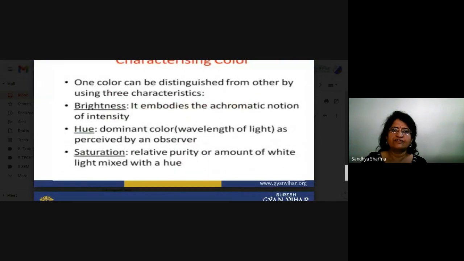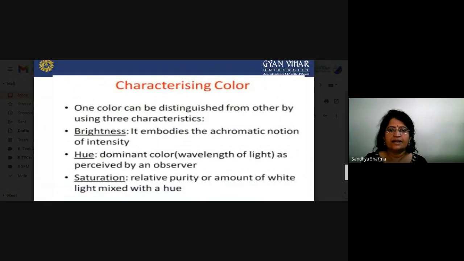Here we have to characterize our color. First factor is brightness. It embodies the achromatic notion of intensity. Hue is the dominant color, the wavelength of the light as perceived by the observer; it is the basic original color observed by the observer. Saturation is the relative purity, or the amount of white light mixed with a hue.